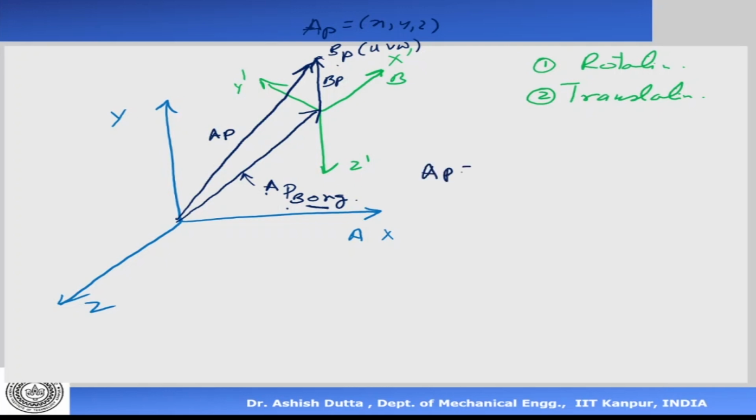AP is equal to APB ORG plus BP. So AP is equal to APB ORG, that is this distance, plus that distance, plus this one. Now please note that you cannot add vectors in frames which are rotated with respect to each other. You can add vectors between frames which are not rotated, which don't have an angle between them, but not in this particular case where there is an angle between frame A and frame B.